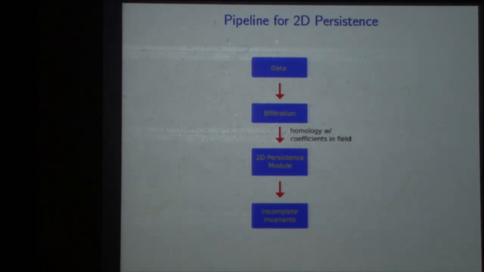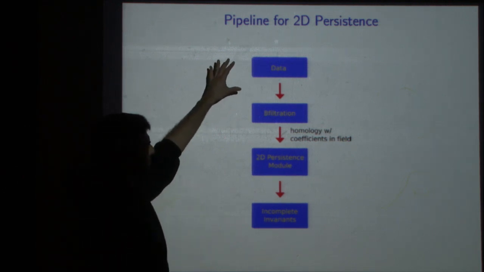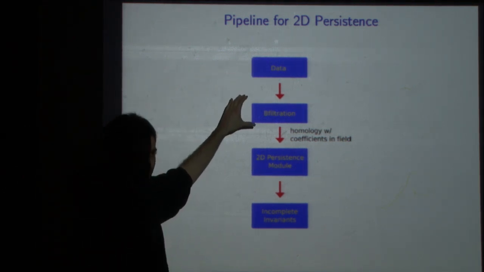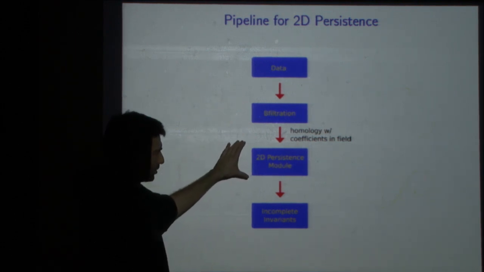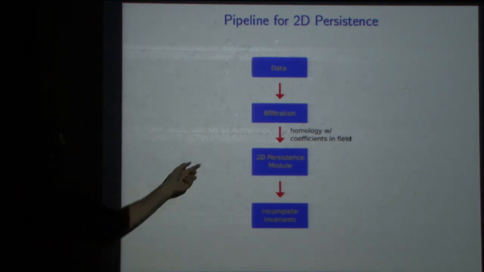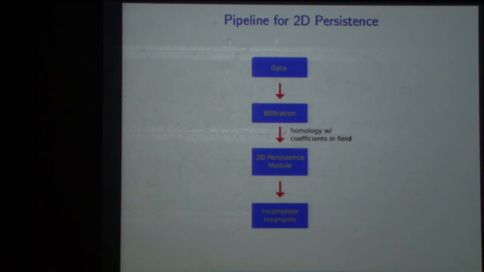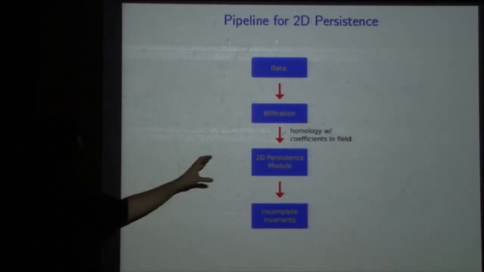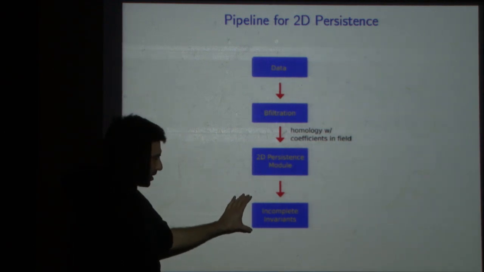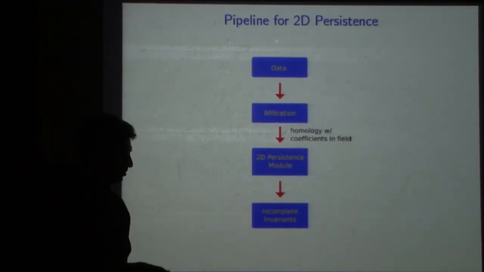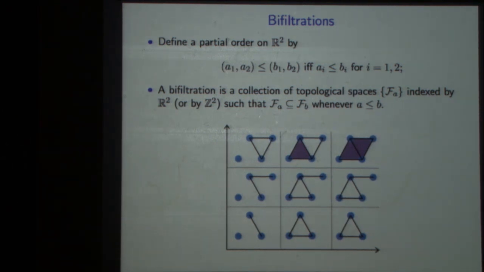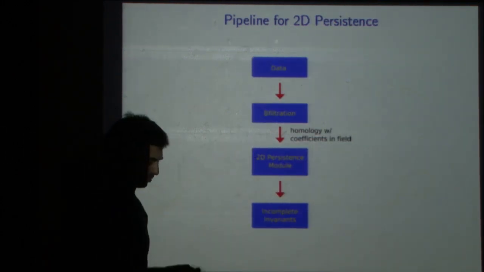Well, first we're going to associate to our data this 2-parameter family of spaces called a bifiltration, which we touched on at the beginning of the talk. Just like before, we'll have an associated algebraic object called a 2D persistence module. And now, just like before, we'd like to be able to get a barcode out of this guy, some kind of 2-dimensional barcode. But as we already discussed briefly, there's some problems with this, and so we'll talk about what to do there. All right, so first let's define these objects that appear in this pipeline, the bifiltration and the 2D persistence module.